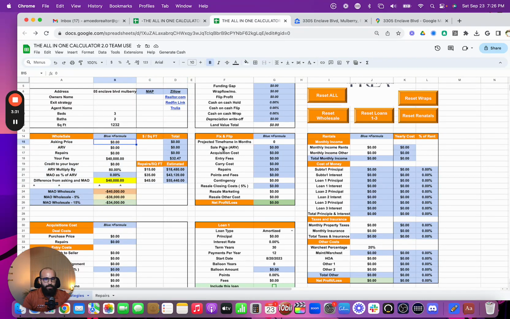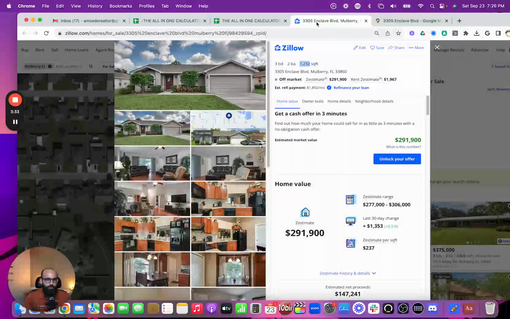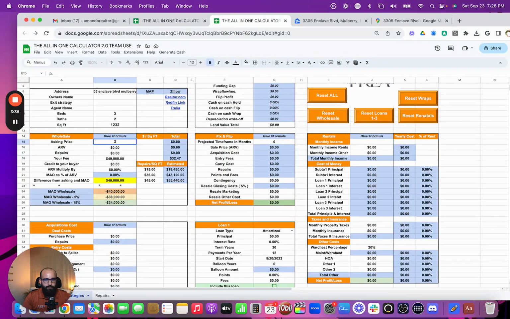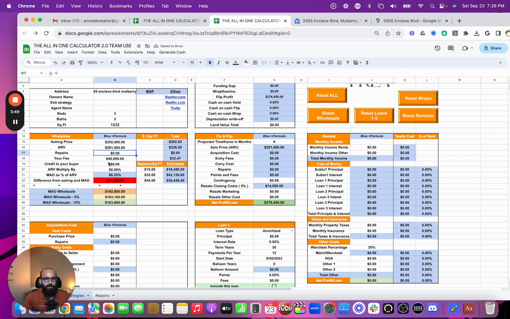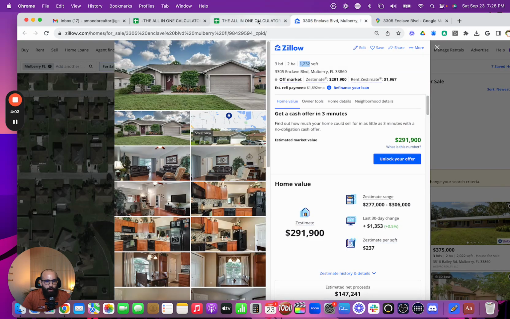So asking price is what the seller is asking for. So I'm just going to go back and let's say that this guy is asking $250 for his house. Okay, I'm going to make this one an easy assignment fee. Let's say that that $291 is currently the ARV. I'm just grabbing that ARV off of Zillow. But again, this is all just so you guys know how to use the calculator. It's not exactly how to underwrite a property. Okay, now I'm going to assume based off of my assumptions here that it's going to need, let's say, it looks like a pretty clean property.